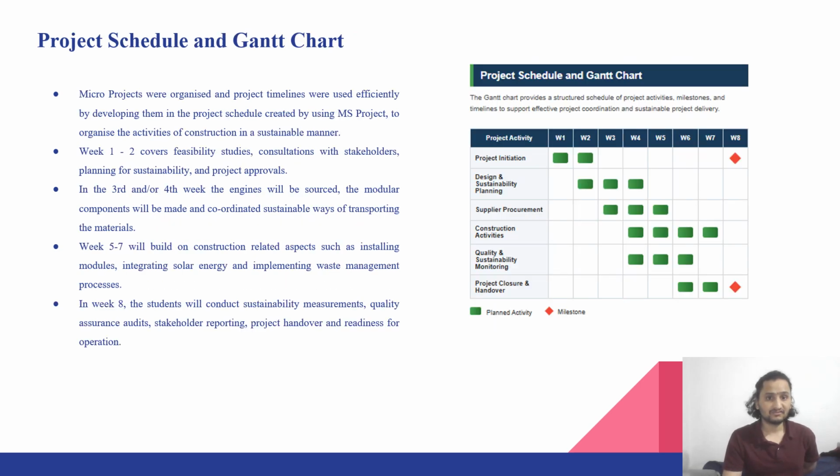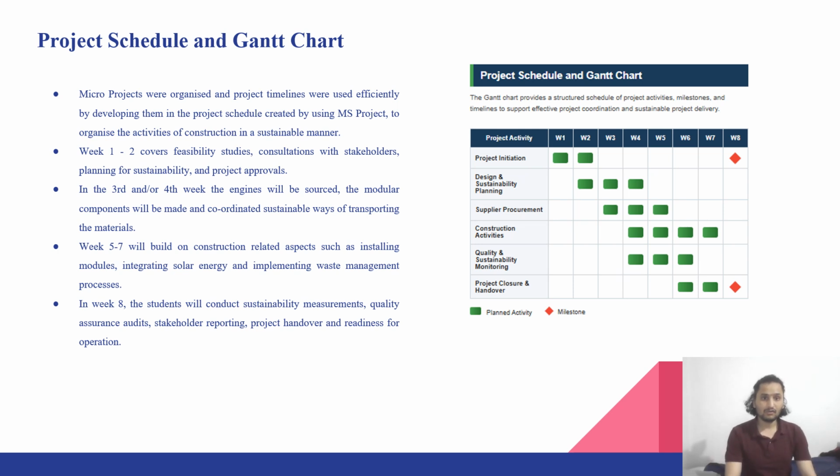The next slide is about the project schedule and the Gantt chart. You can see on the right hand side the Gantt chart and the project schedule. Microsoft Project organizes the project timelines efficiently, and the project schedule was created using MS Project to organize the activities and the construction sustainably.